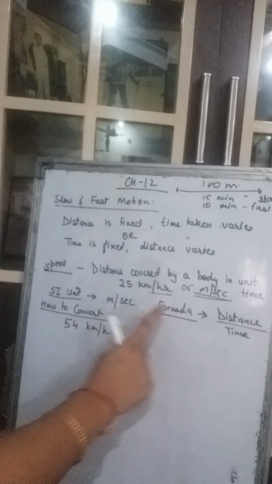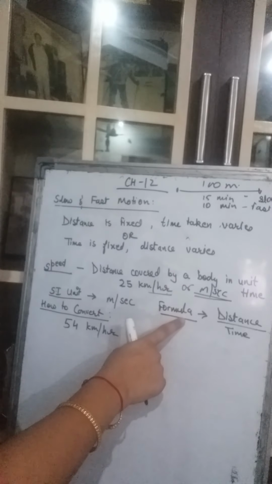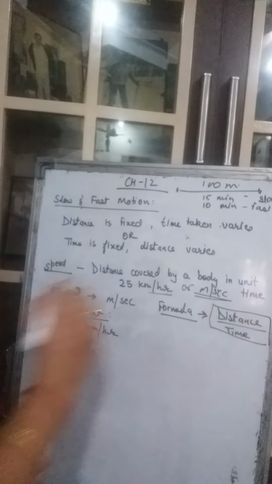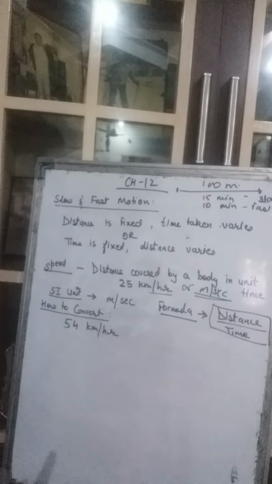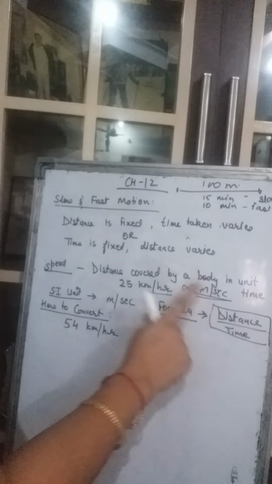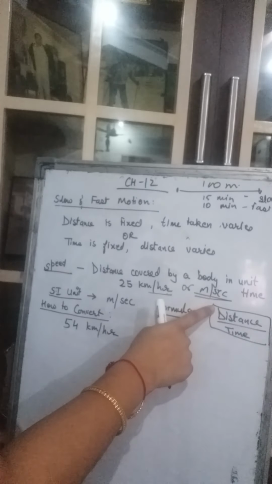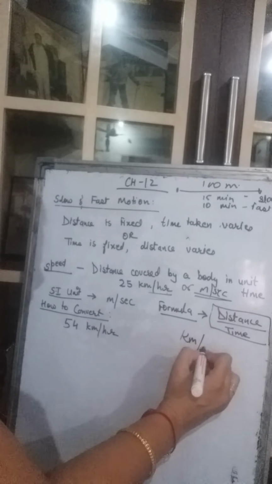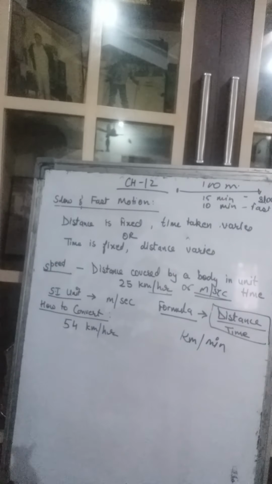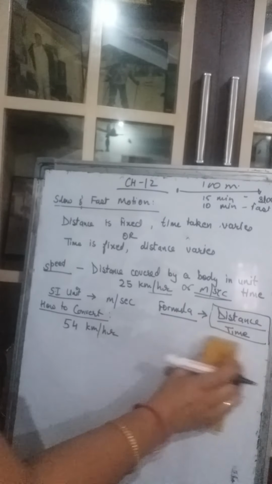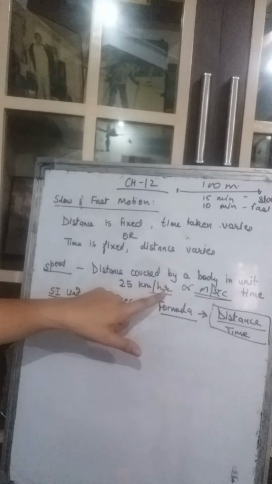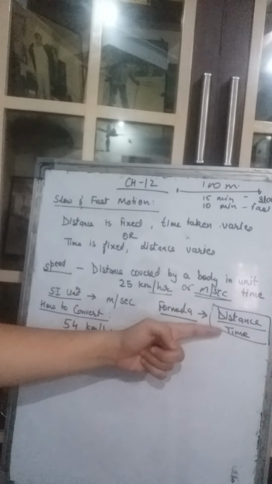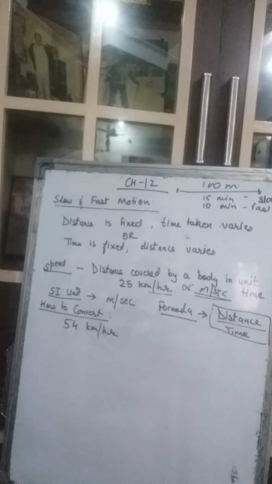Now, what is the formula to calculate the speed? Speed is calculated by distance upon time. This is the formula. But for that, you have to remember one thing. The distance should be either in kilometer or meter. If the distance is in kilometer, then the time has to be in hour. It cannot be kilometer per minute. No, this is not the correct way of finding the speed. Speed can be calculated in kilometer per hour or meter per second. So you have to consider the units of both distance and time.